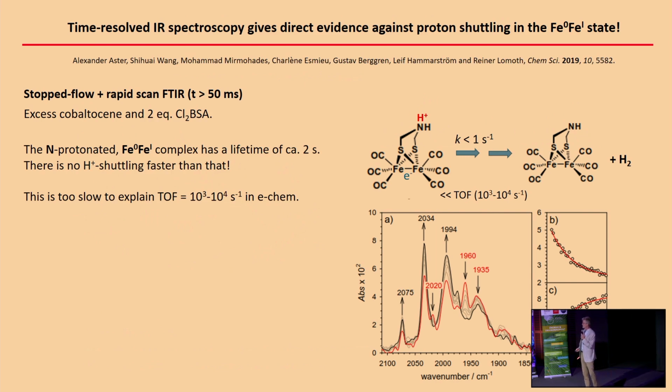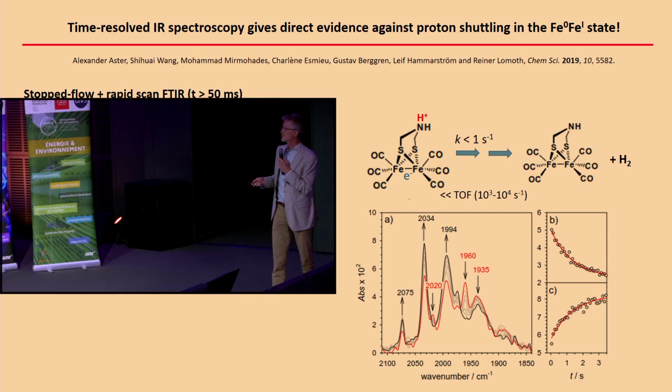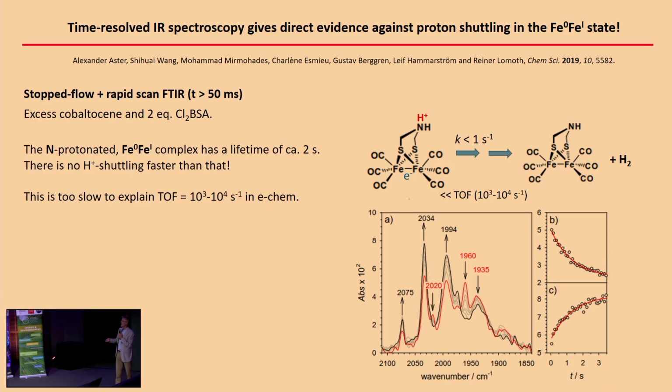So with the laser experiments, we couldn't see any evidence. It was too slow. So we had to go to slower timescales and stopped-flow. Simply, we had an excess of cobaltocene as a reductant and some acid. And sure enough, we could generate this singly reduced, singly protonated state. And we were looking at that, and it stayed for a second. And what we actually saw, we think, is turnover going back to the starting state and making hydrogen.